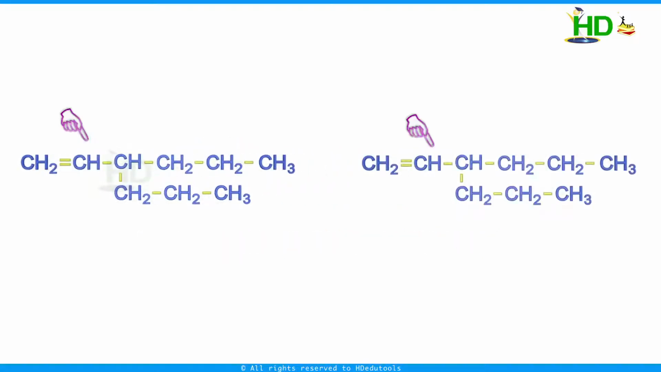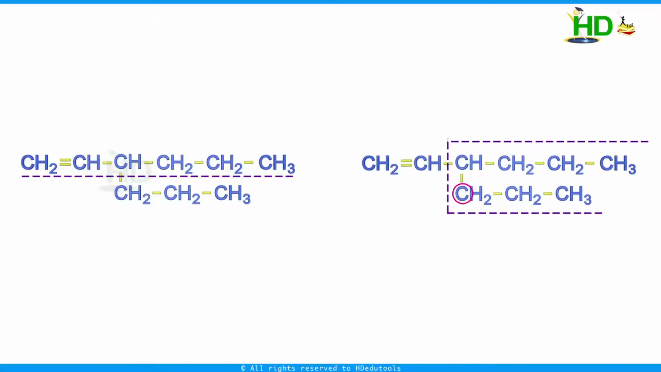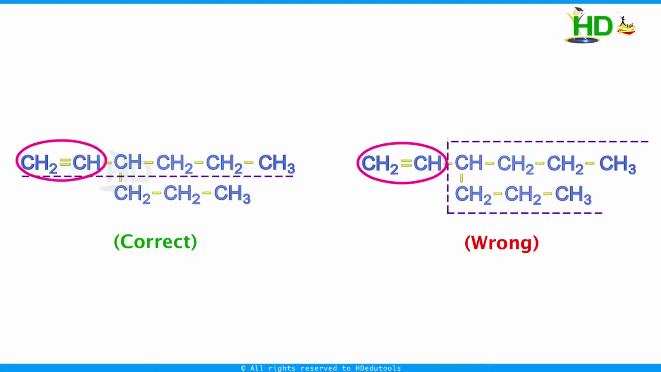Suppose you take this. These two are the same structures. Suppose if I take this chain, it contains 1, 2, 3, 4, 5, 6 carbons. If I take the same thing like this, 1, 2, 3, 4, 5, 6, 7 carbons are there. But this is wrong, this is correct. Why? Whatever longest chain we select, that should contain the multiple bond. That is one rule. After selecting it, you start the numbering.